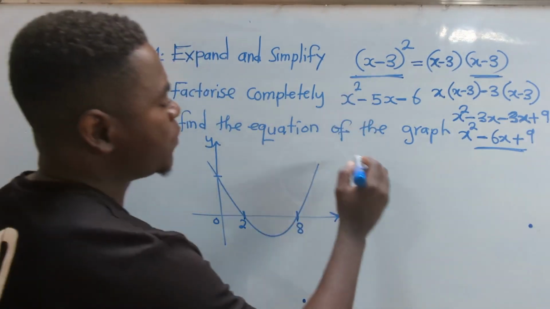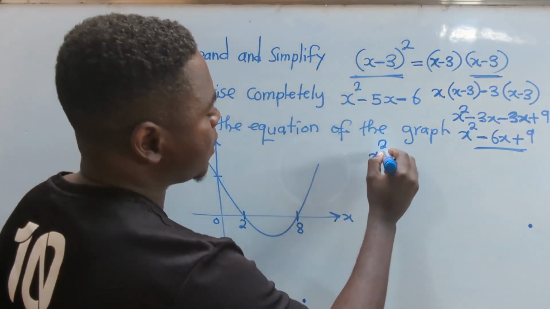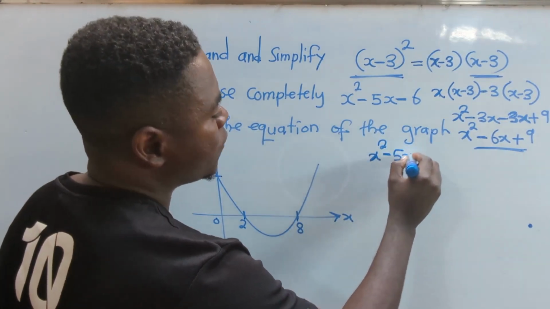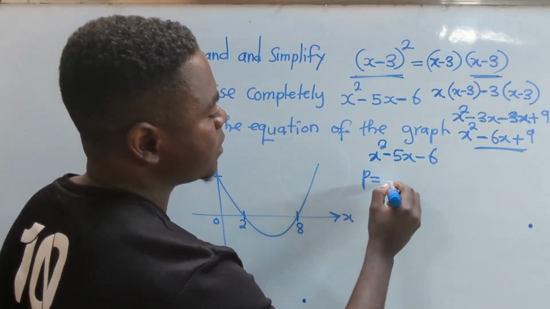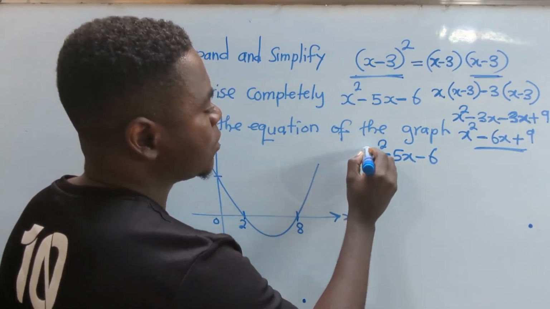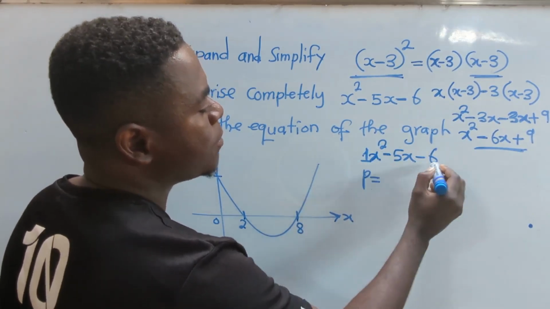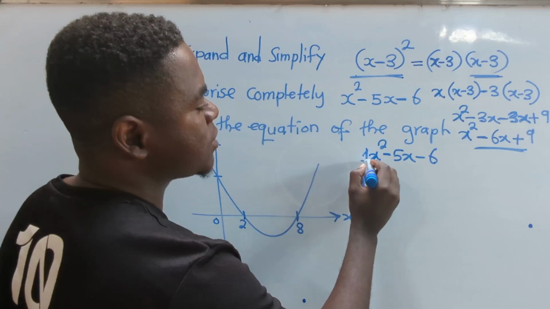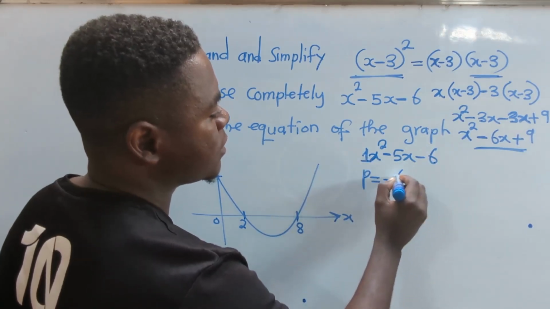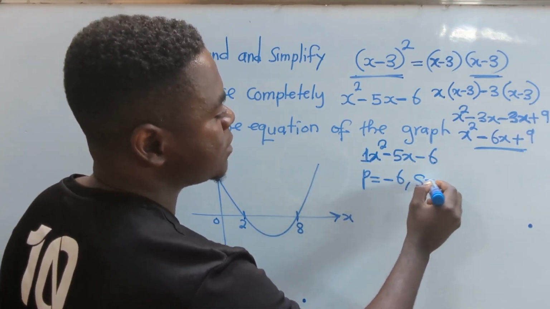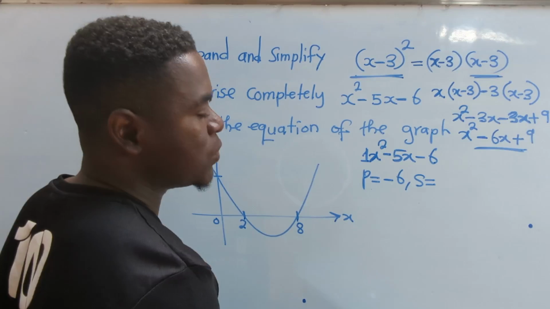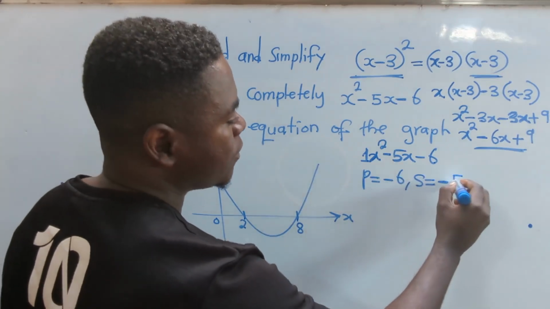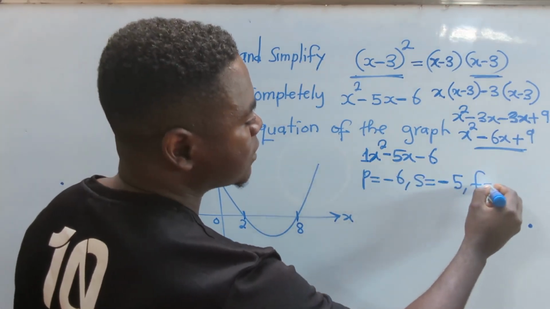We want to factorize x squared minus 5x minus 6. You first find the product. What is the product? You get the coefficient of this one multiplied by that. So what is 1 times negative 6? That is negative 6. What is the sum? You just get the coefficient of the number in the middle. So that is negative what? 5.